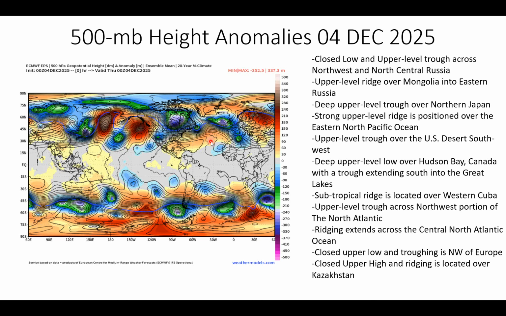And then we see a closed upper level low and troughing, just generally located to the northwest of Europe. And then we have another trough kind of digging in through the Mediterranean from France down through the central Mediterranean into northern Africa, followed by a pretty significant upper level ridge, closed upper high and upper level ridging over Kazakhstan. So that's generally what we got going as far as these short waves in the 500 millibar level across the northern hemisphere as of today.